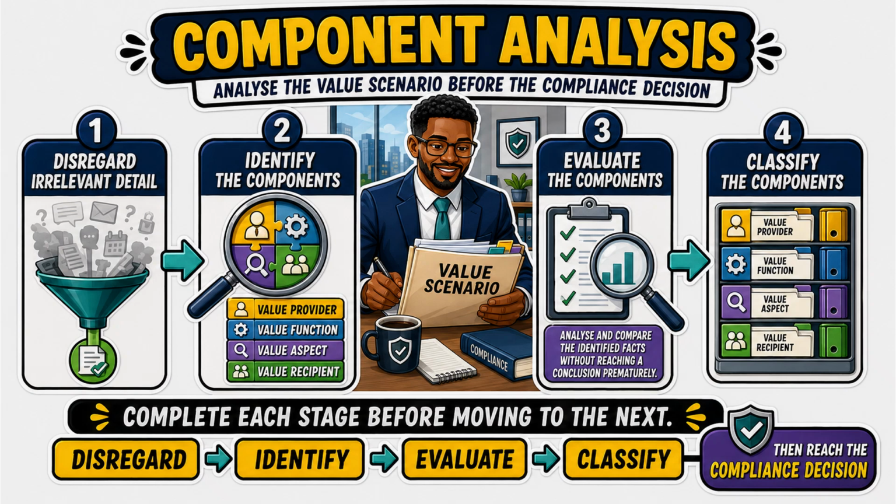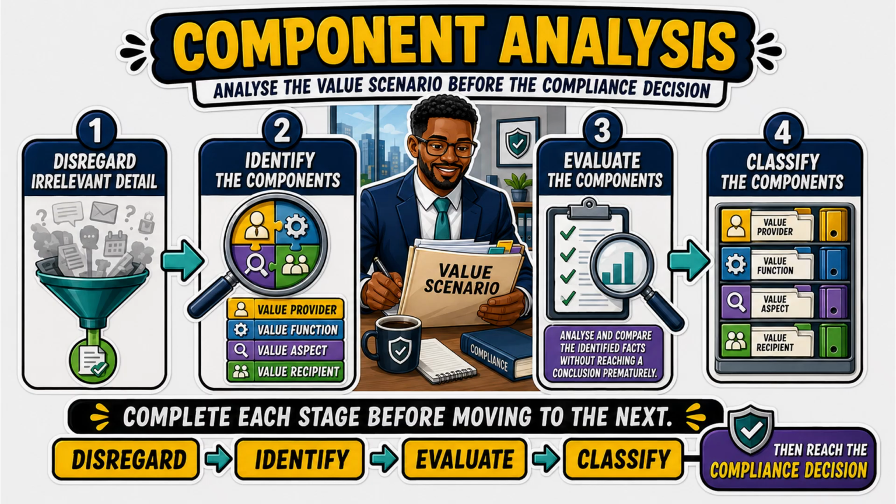A component analysis is the process you use to analyze a value scenario before reaching a compliance decision. The purpose of the analysis is to identify, evaluate, and classify the relevant components of the interaction. It helps you work through the facts in a logical order without being distracted by details that do not affect the regulatory outcome. The process consists of 4 stages.